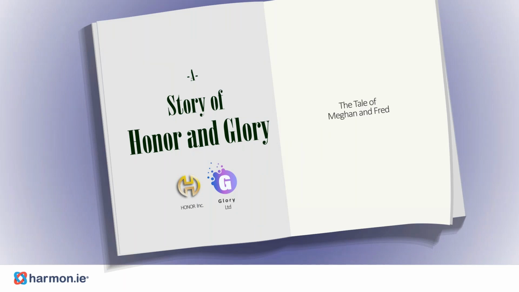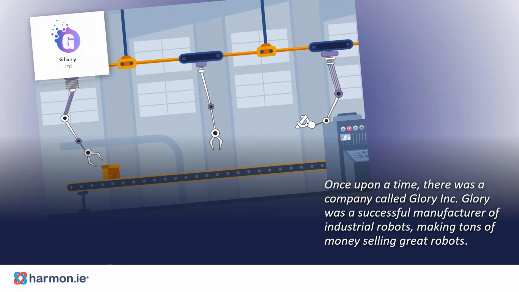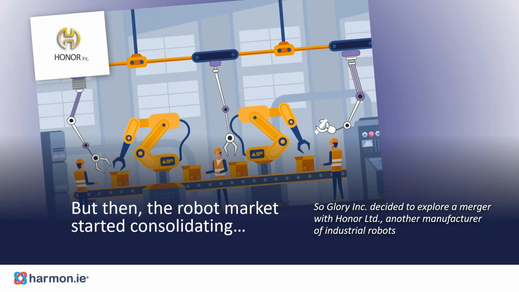So what we'd like to do today is actually take you through a story of an example with a couple of companies that are going through a merger at the moment, Honor and Glory. They're two different manufacturing companies. In this scenario, they manufacture robots, and Glory is making lots and lots of products, and Honor is looking to consolidate with a merger between the two companies.